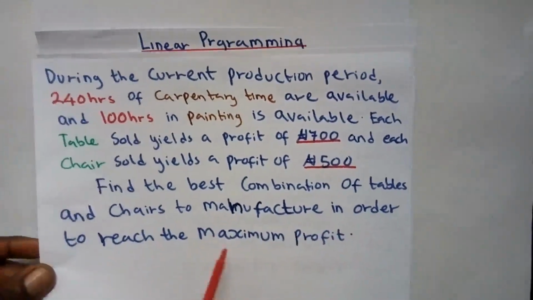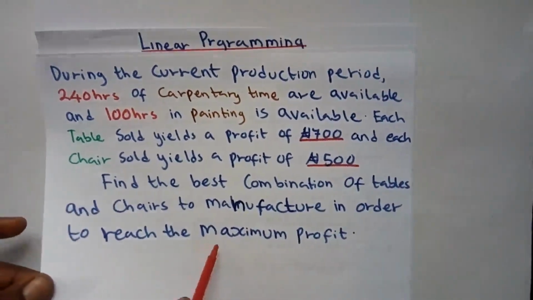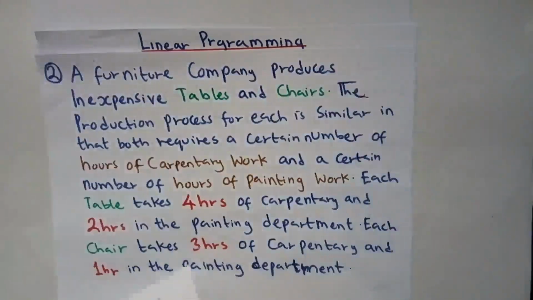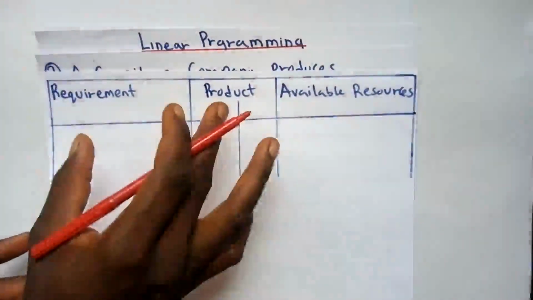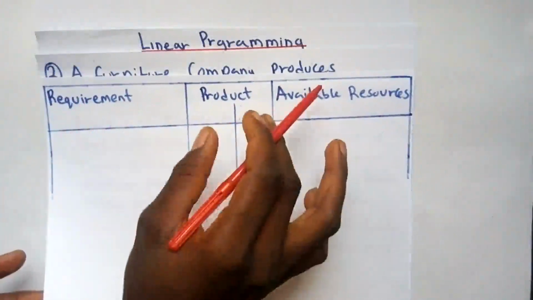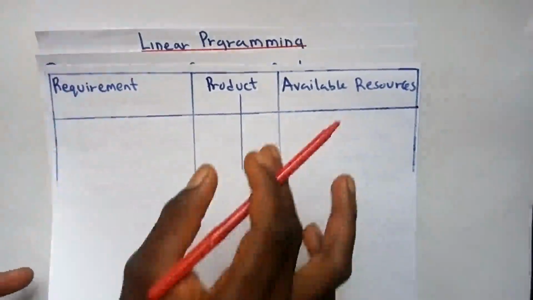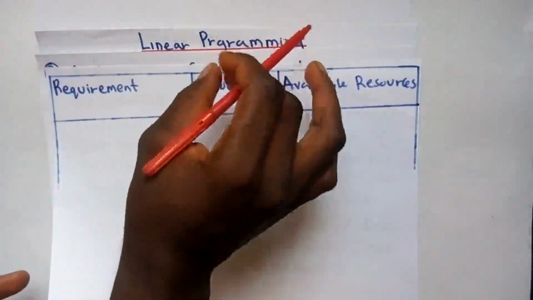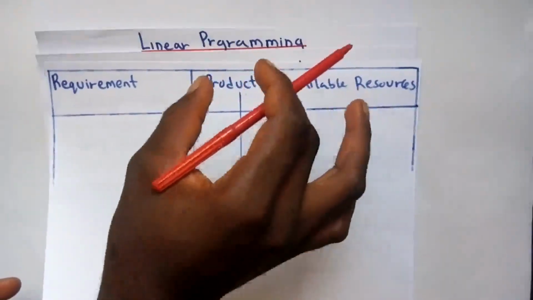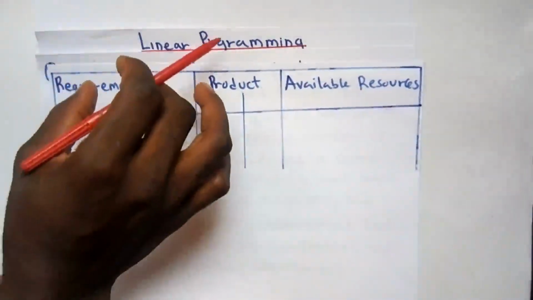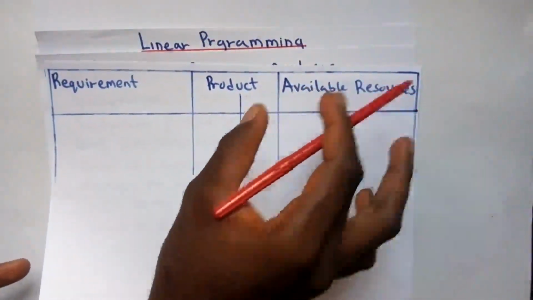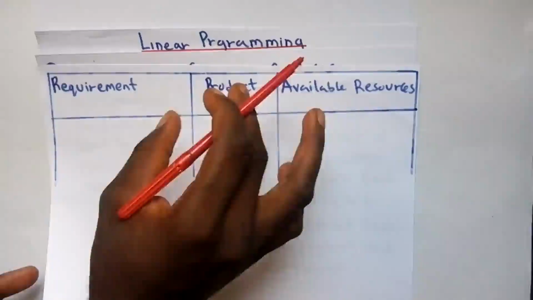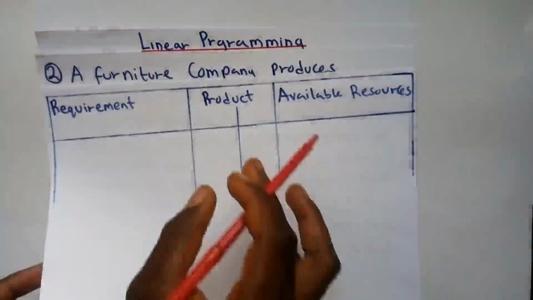Okay, you can see this is a maximization problem to reach the maximum profit. So this is the way to solve this kind of question. First, make this table: requirements, product, and available. Go to the question and identify the products mentioned in the question, the requirements to make the product, and the available resources to make this product. Look at what this means here.